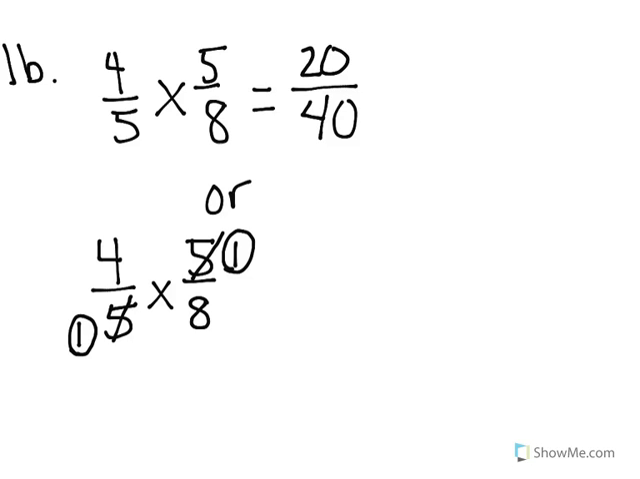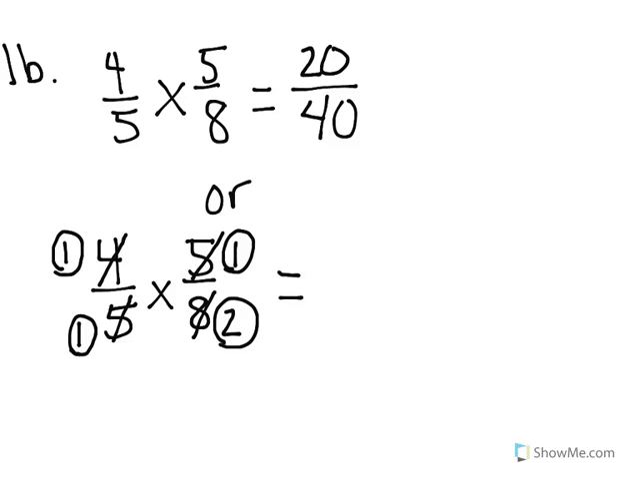I can see that I have a 4 in my numerator and an 8 in my denominator. Now I know that I can divide both of these by a factor of 4. So 4 divided by 4 would give me 1, and 8 divided by 4 equals 2. So now I have just cross-divided as much as I possibly can.